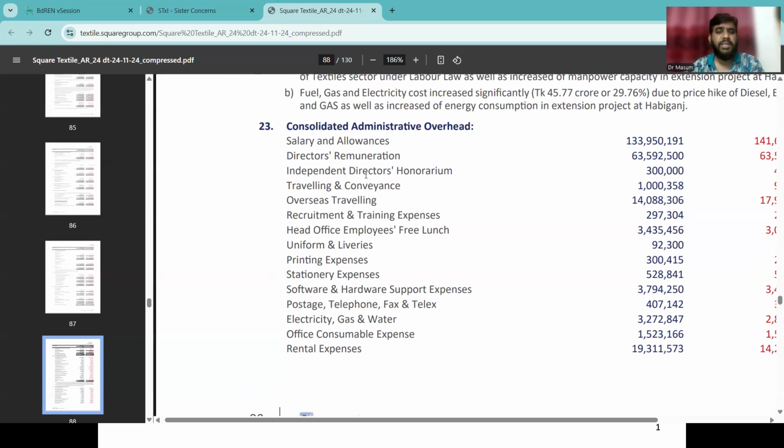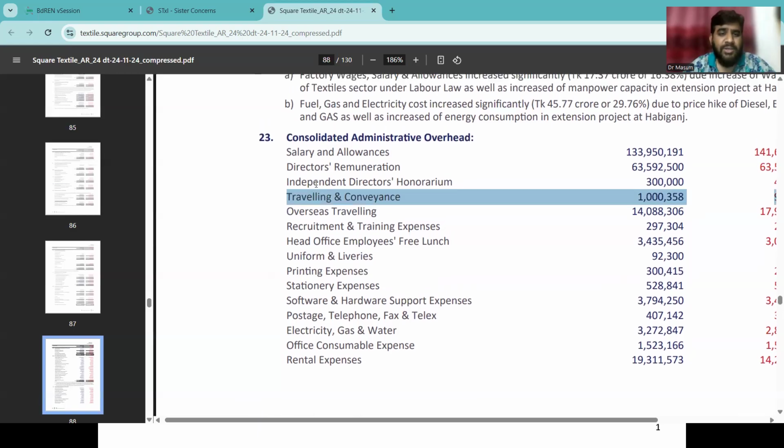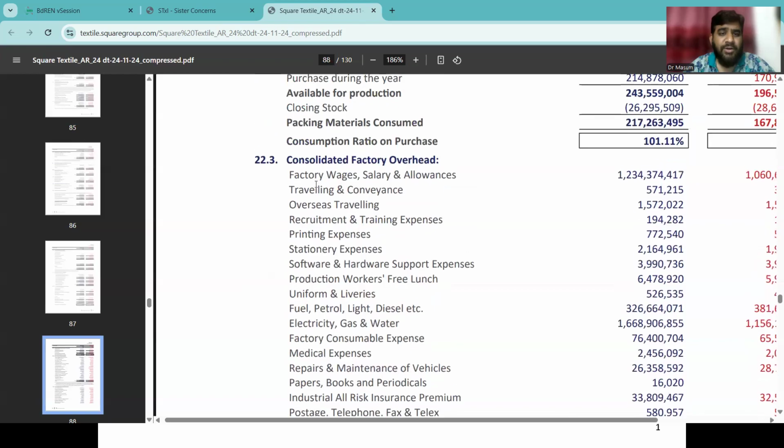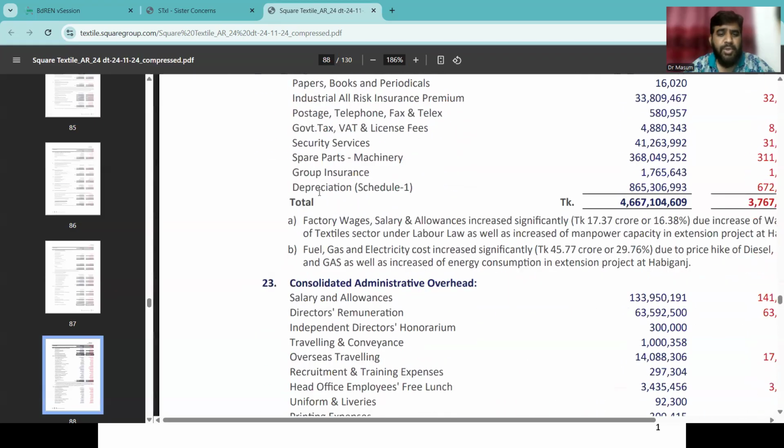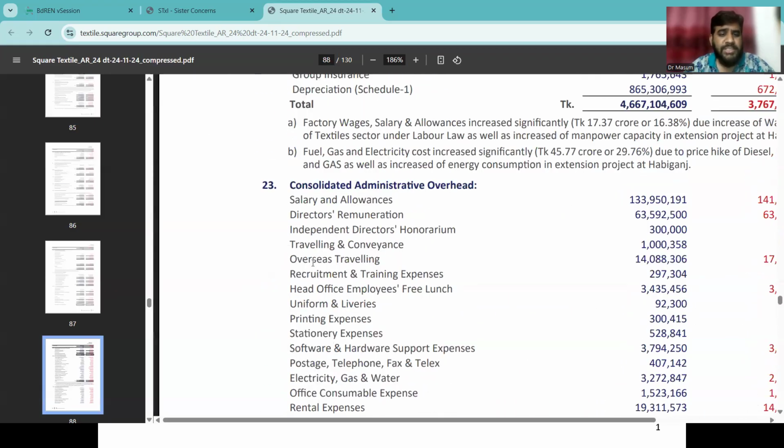Director's remuneration, independent directors' honorarium, and traveling and conveyance. This traveling and conveyance is applicable for the marketing department, HR department and managing director, whereas the earlier traveling and conveyance is related with the production department only. So overseas training. So what do you have to include?